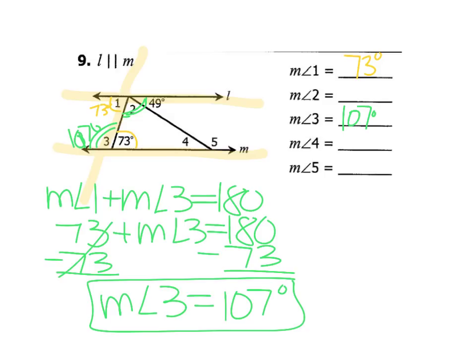All right, so we have to be careful. It's not just 3 and 2. It's angle 3 and angle 2 plus 49. It's this whole angle right here. They would be alternate interior angles, so they would be congruent to each other.